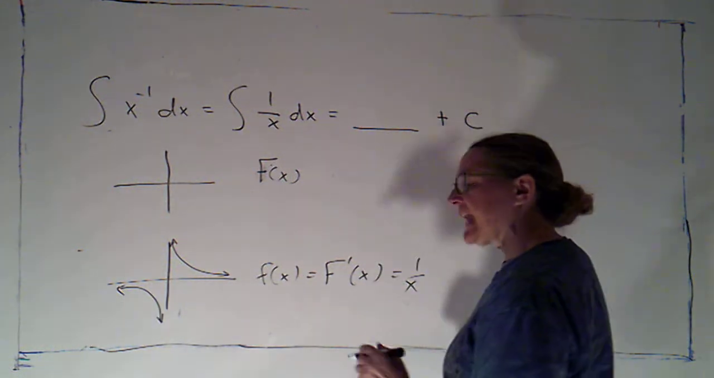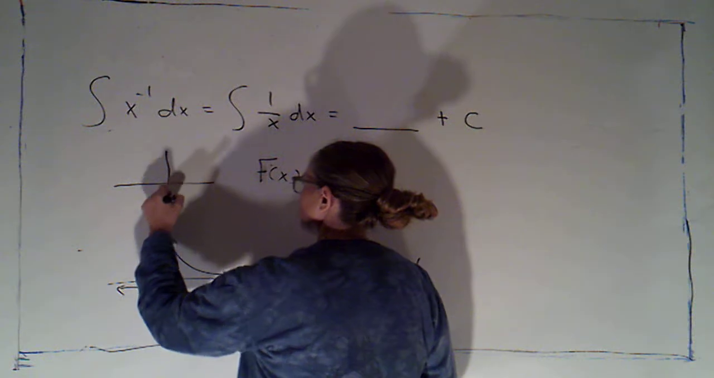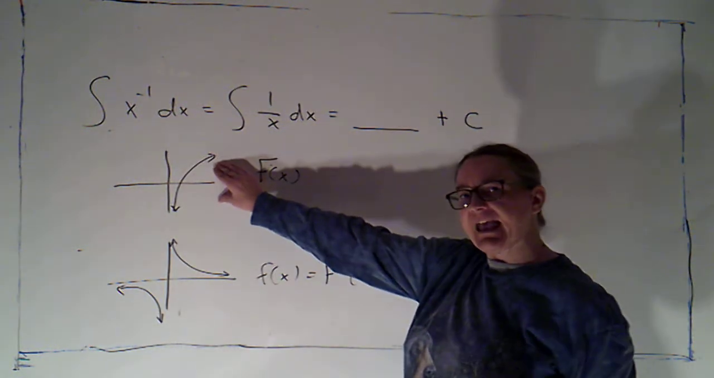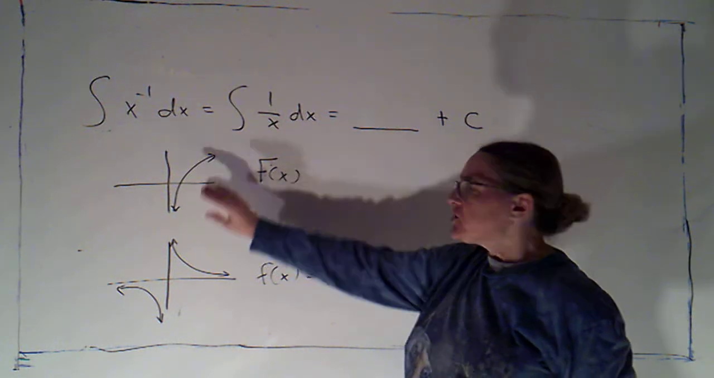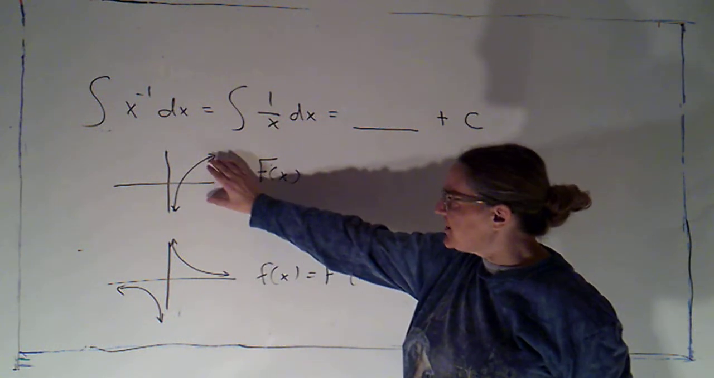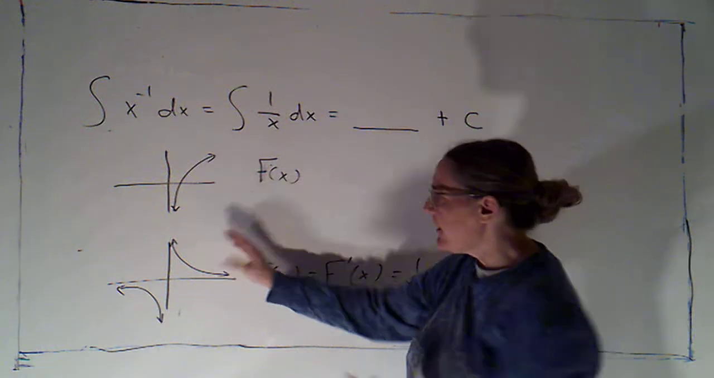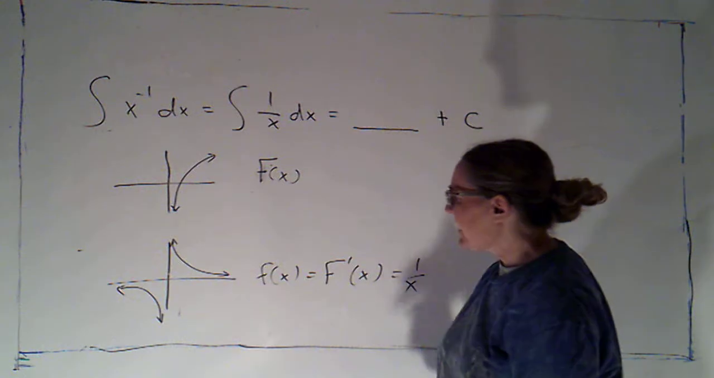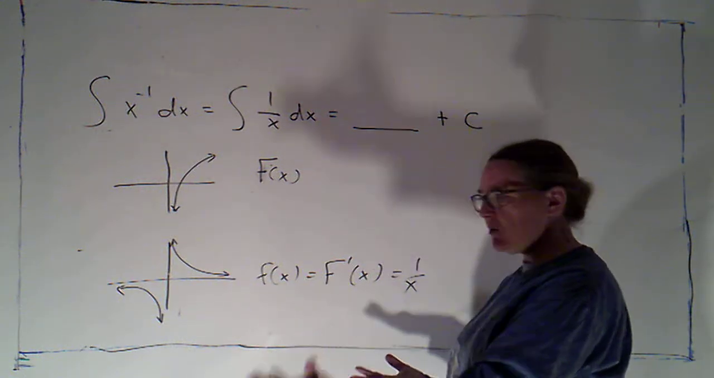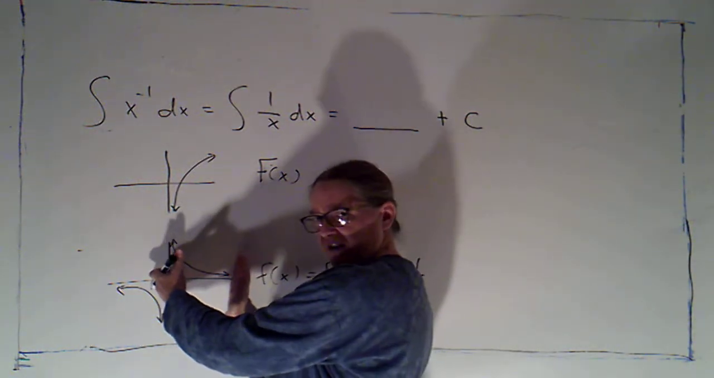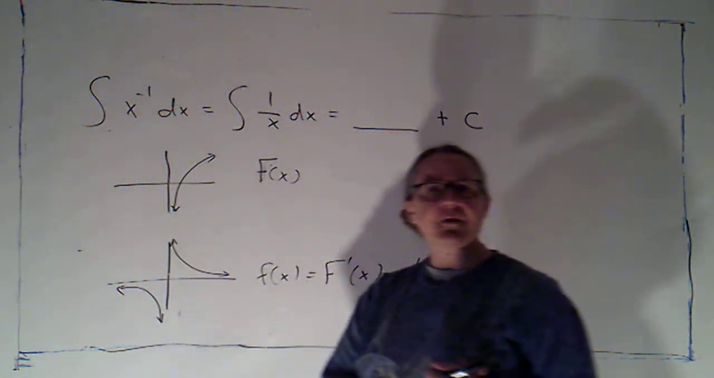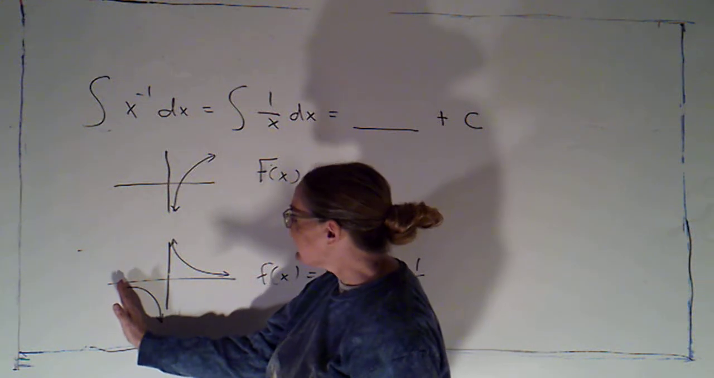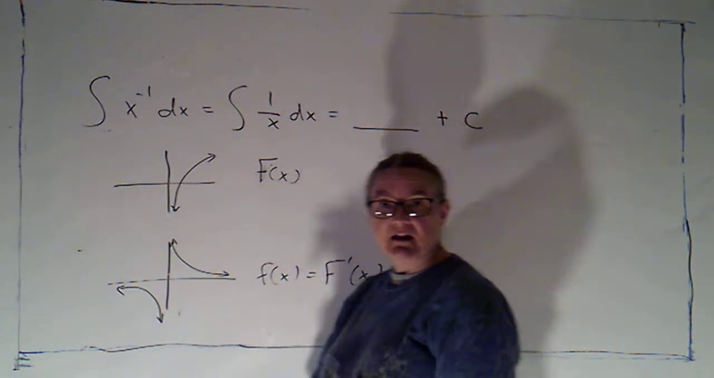If I look at the natural log of x, that's only defined when x is positive. So the natural log function is an antiderivative for this portion of 1 over x. But if I'm trying to find an antiderivative for the function, I don't want to find an antiderivative for just part of it. I want to find an antiderivative for the whole thing. So I want to find something that works when x is negative as well.